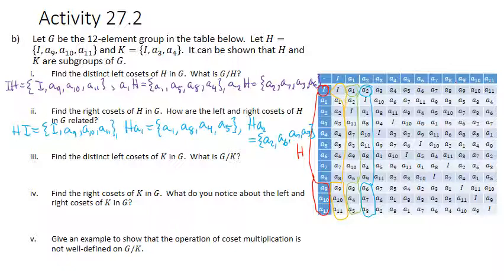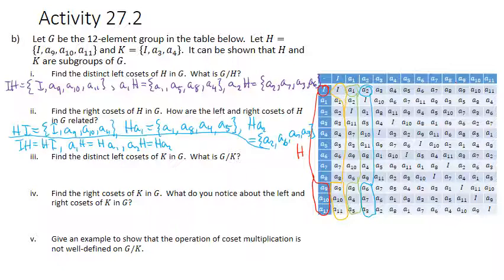Okay, so how are the left and right cosets of H and G related? So if you look carefully at them, you can see that they are actually the same. So we have that IH equals HI, so that's always the case, of course. But then we also have that A1H equals HA1, and A2H equals HA2. So they're the same. So that's quite interesting.